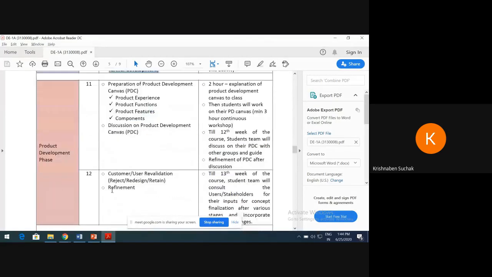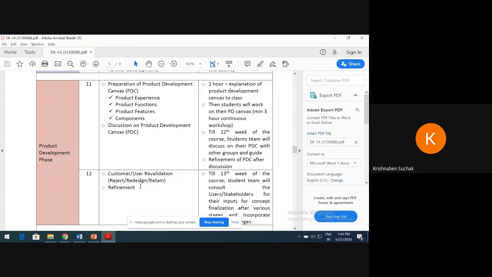Now there is preparation of the product development canvas, the PDC canvas. In the PDC canvas, it is like product experience, product function, product features or components. That is your PDC canvas. All canvas copies I will upload in your portal, or you can find them in the GTU portal, the GTUDE portal, where you are going to register your team.